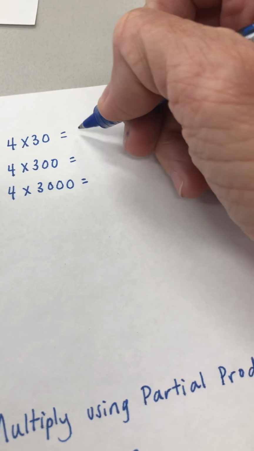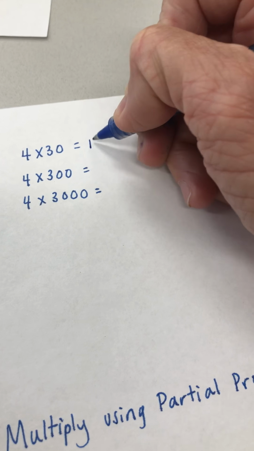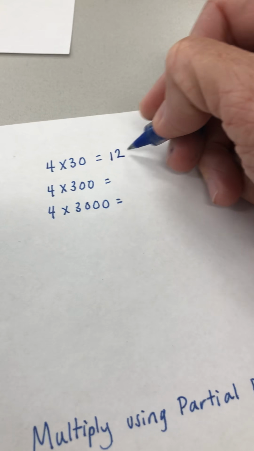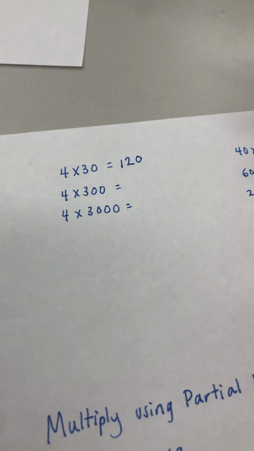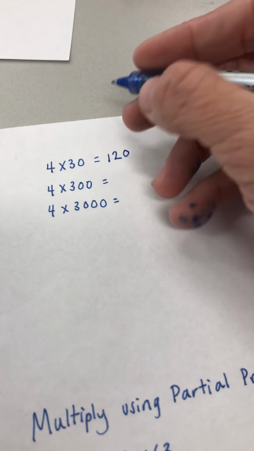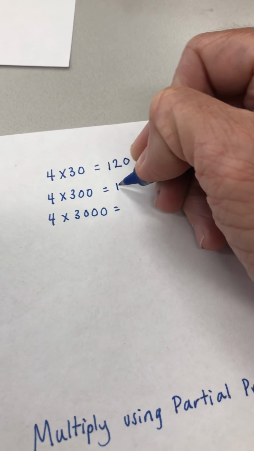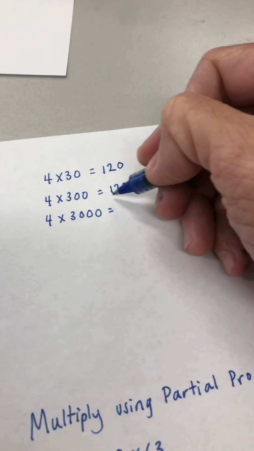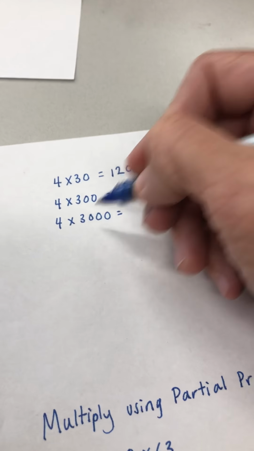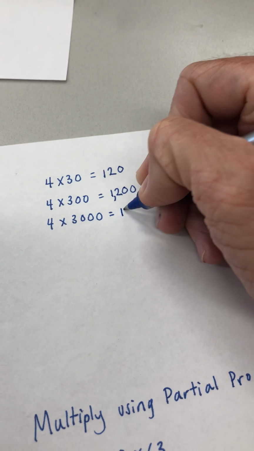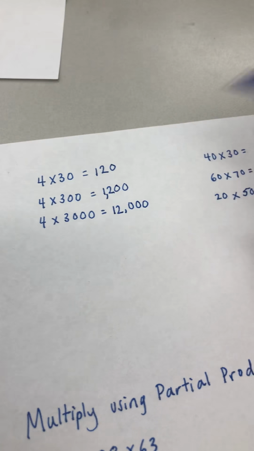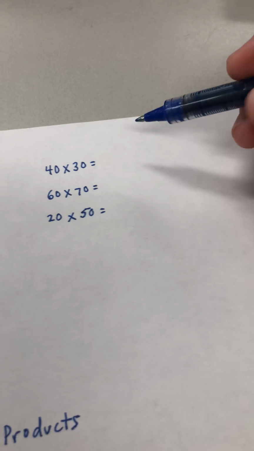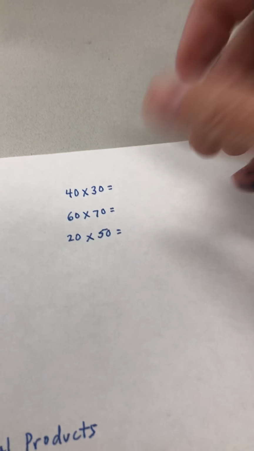So for 40 times 30, we're going to multiply 4 times 3 tens, which is 12 tens. Anytime I'm multiplying times 10, it gives me one extra zero, 120. 4 times 300 is 12 hundreds. Hundreds have 2 zeros, 1,200. And for 4 times 3,000, 12,000 with 3 zeros.